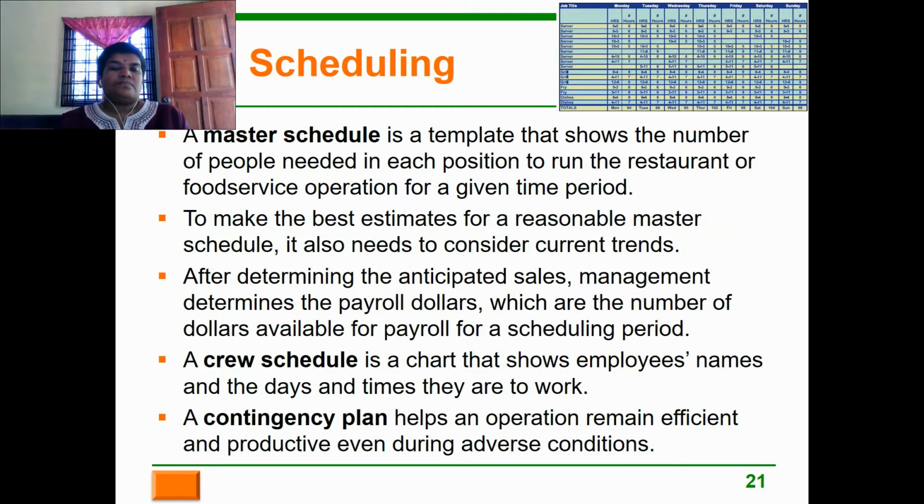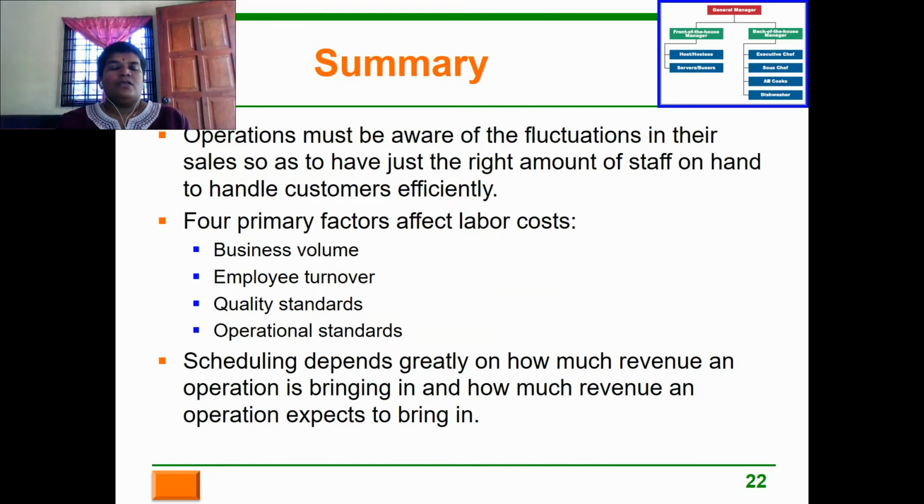A crew schedule is a chart that shows employee names and the days and the times when they work. And you should have a contingency plan because contingency plans keep an operation efficient and productive even during adverse conditions. So the summary of this section is operations must be aware of the fluctuation in their sales so as to have just the right amount of staff on hand to handle customers efficiently.